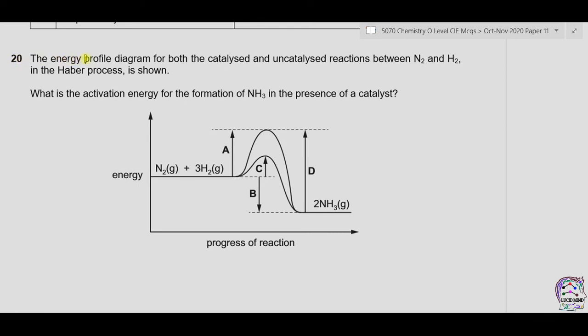Question number 20. The energy profile diagram for both the catalyzed and uncatalyzed reactions between nitrogen and hydrogen in the Haber's process is shown. What is the activation energy for the formation of ammonia in the presence of a catalyst? Activation energy is the energy that is required by the reactants to move towards the transition state. Now we have two transition states, one is this and one is at the top. Now what a catalyst does is it actually decreases the activation energy.